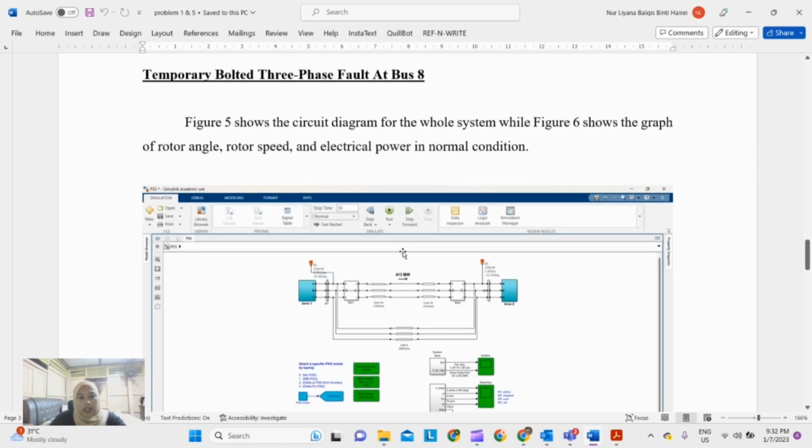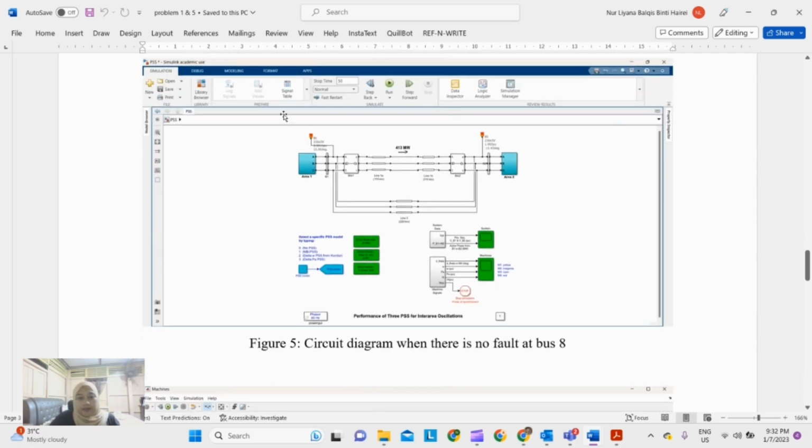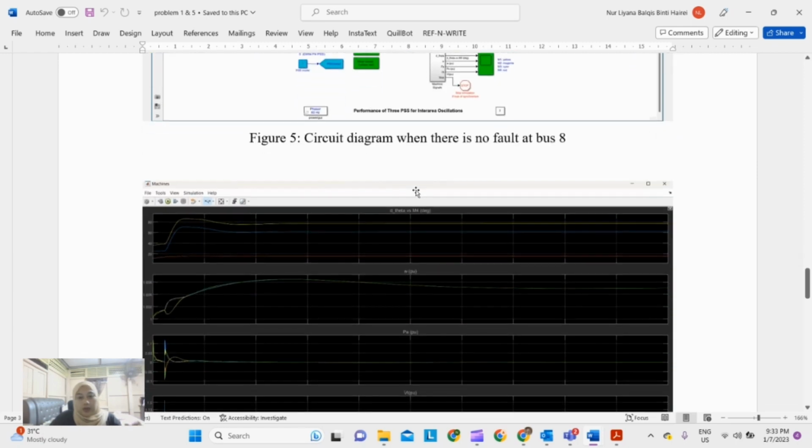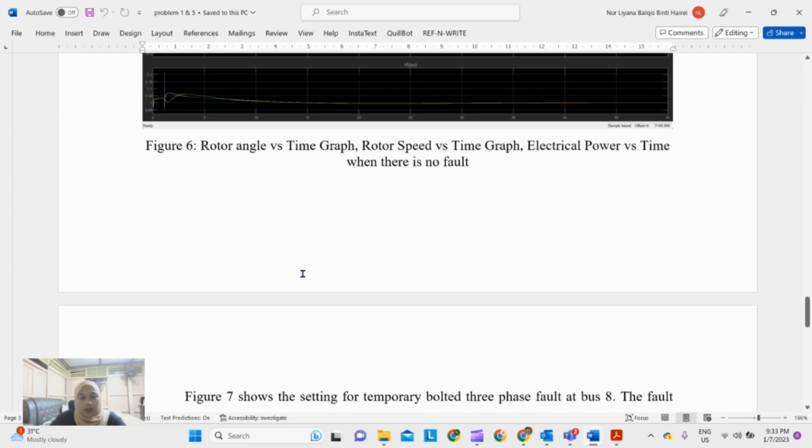Okay, next is the problem of the temporary bolted three-phase fault at bus 8. This is the circuit diagram when there is no fault at bus 8 also. And then this is the steady state condition of the graph before the presence of the faults.